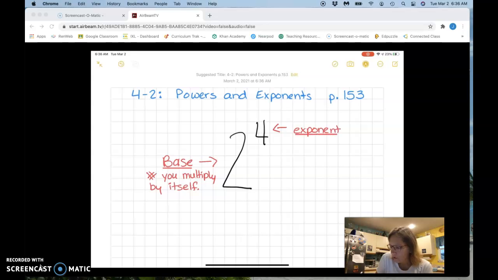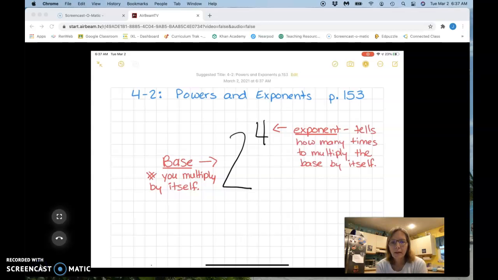And this tells you how many times to multiply the base by itself. Make sure you pause the video to write these notes in your math journal. You definitely need to write these things down, write the notes and the examples that I do, so you can look back later and help yourself. And then this whole thing, the base and the exponent together, is called a power. It's just the term for the whole unit.